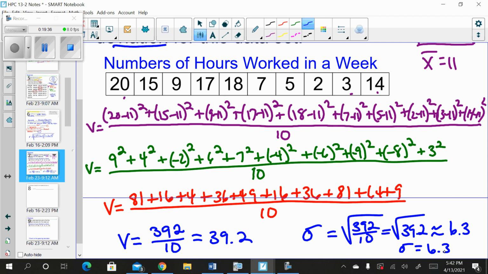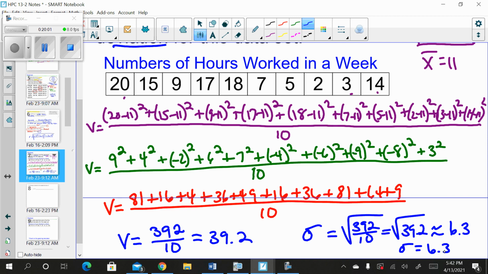So in that range, about 6.3 above the average of 11 and 6.3 below the average of 11. Between 5 and 6 above would be about 17. So on average, that's 1 standard deviation above and below that average. Variance is just the square of the standard deviation. Another way to say that, the standard deviation is just the square root of the variance.